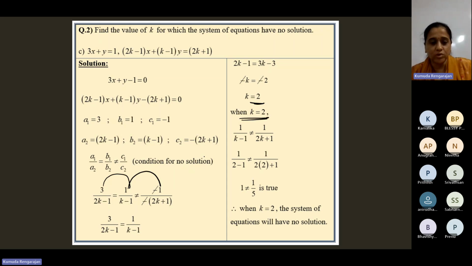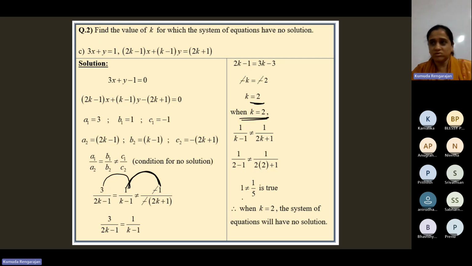So when k is equal to 2, check in this portion. 1 by k minus 1 should not be equal to 1 by 2k plus 1. When k is 2, it is 1 by 2 minus 1 should not be equal to 1 by 2 into 2 plus 1. Okay, so what do you get? 1 by 2 minus 1 is 1. So 1 not equal to 1 by 5. Yeah, it's true. 1 is not equal to 1 by 5.